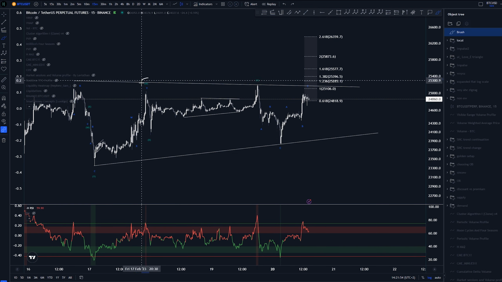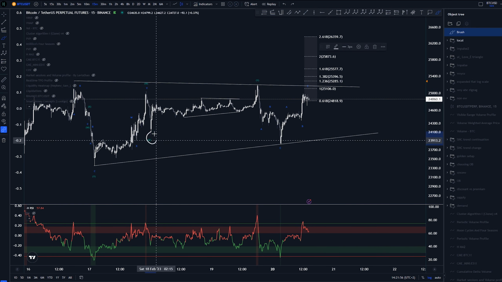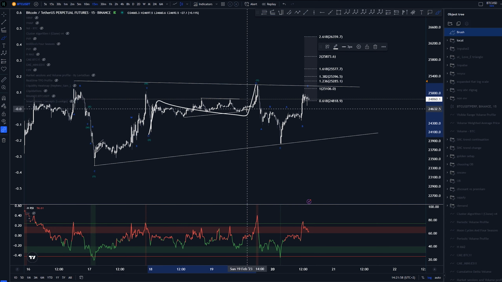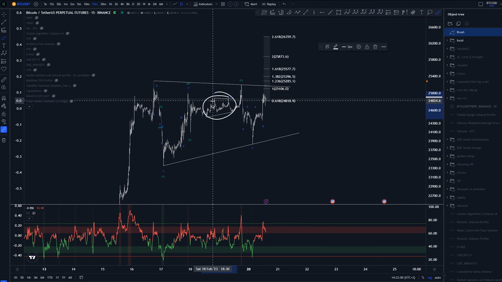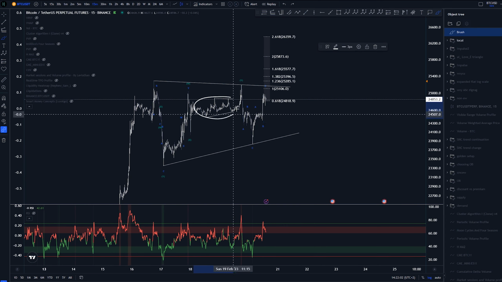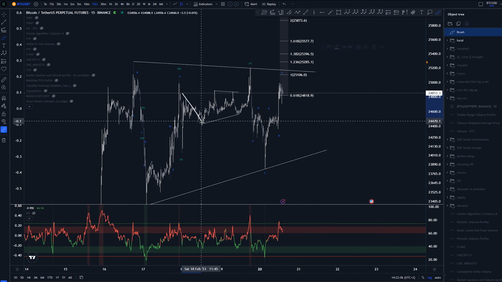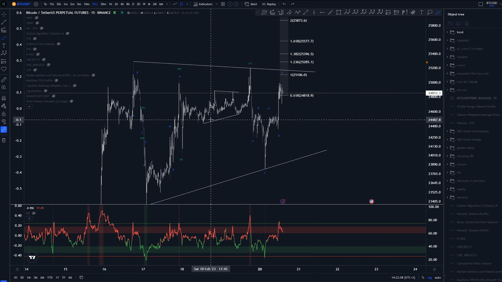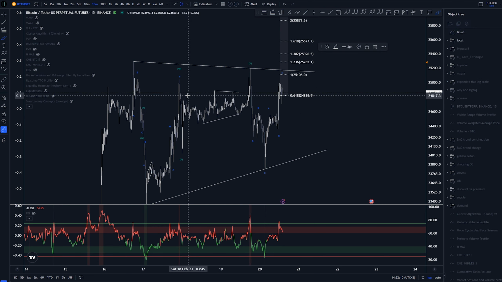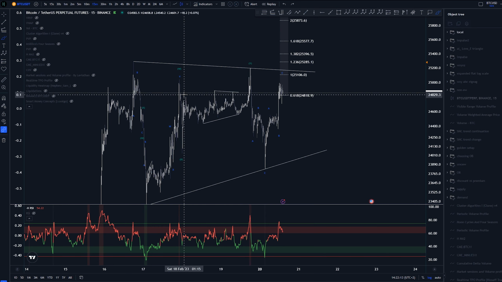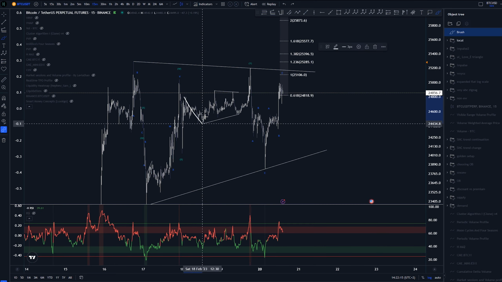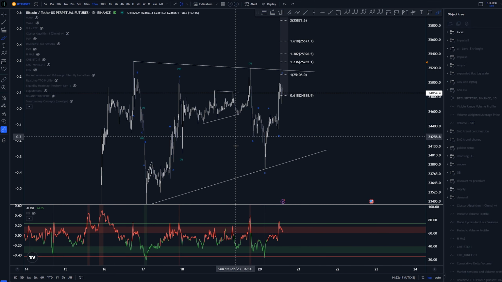3 ways up into the wave W, 3 ways into wave X here, and then we would have another 3-way structure here, where within that wave B of this zigzag we would have a triangle. This triangle is very ugly on its own, wave A, B, C, D, E, and it would be a running triangle, as this wave B here would take out the origin of this wave A here. So again, a running triangle, something like that.